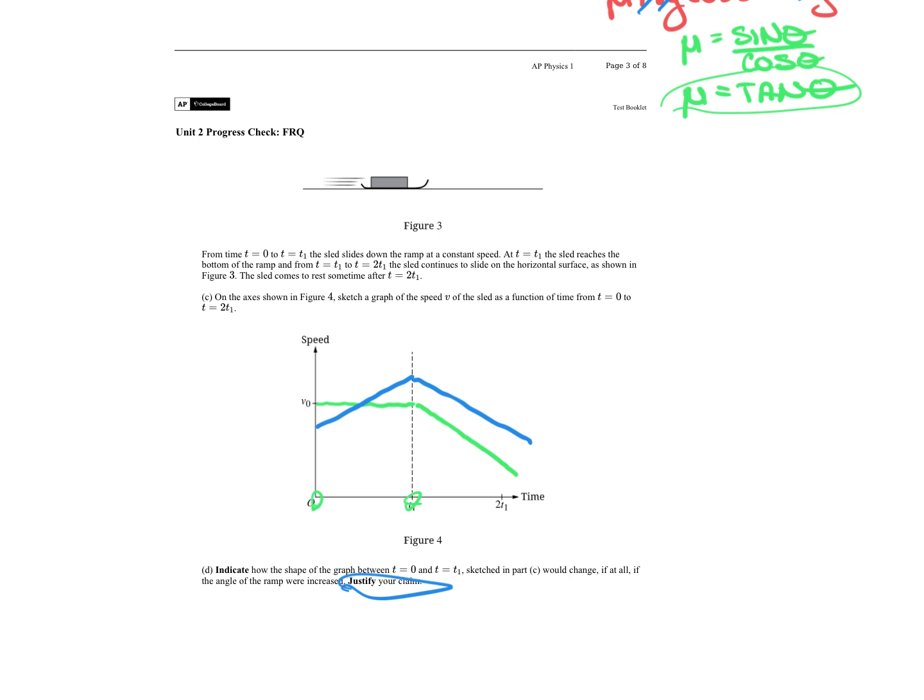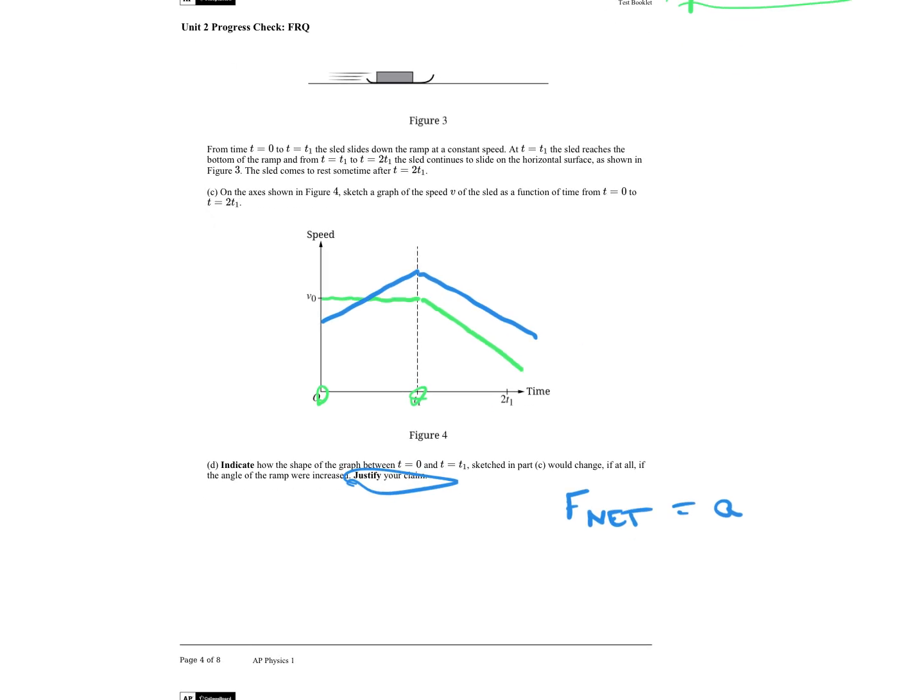So you had to justify it, and you would have to justify it by saying there is some kind of net force involved, right? Because if you increase the incline, you're going to have a net force, and if you have that, that means you have acceleration. Okie doke. Any questions on that? Okay.